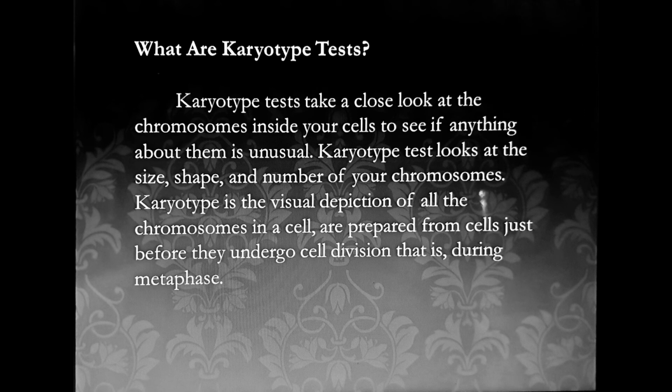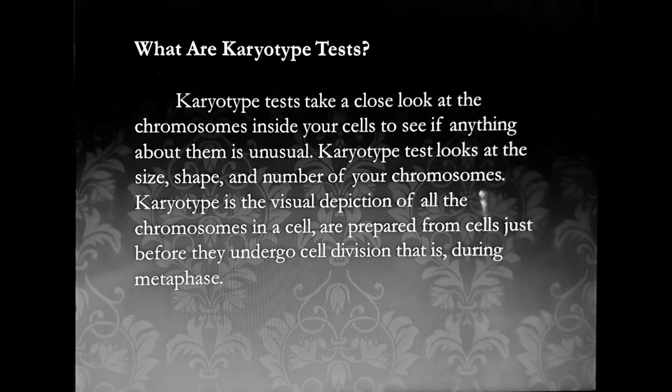Now we will see what are karyotype tests and how it occurs in a stepwise manner. What happens in karyotype tests? They take a close look at the chromosomes inside your cell and see if anything about them is unusual by comparing them to the normal set of chromosomes which is already present. They look for their size, shape and number. So basically it is a visual depiction of chromosomes in the cells, prepared from cells just before they undergo cell division, that is during metaphase stage.